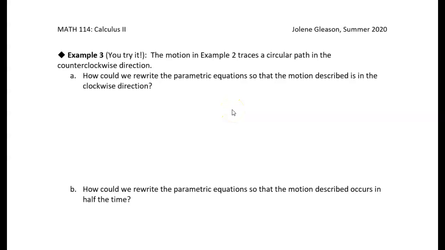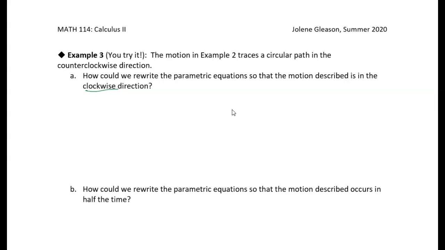All right. This next example requires some thinking, so I hope you took some time to at least think about it, because this is just asking us to take a look at example 2 and see if we can figure out a way to write a set of parametric equations so that the motion is the same circle, but let's make it so that the motion is going in the clockwise direction instead of the counterclockwise direction. All right, that's a little tricky.